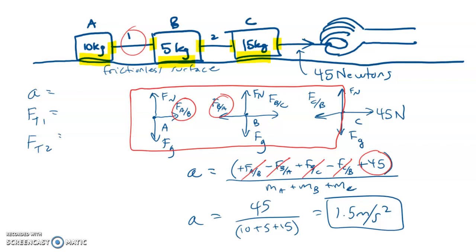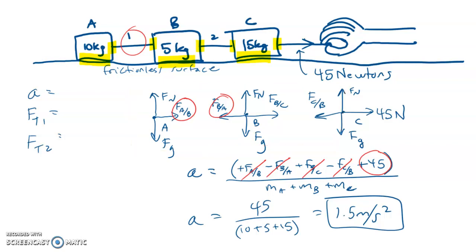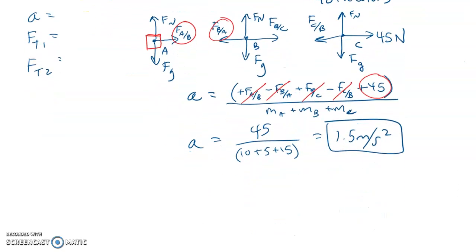Now, the key to figuring out these internal forces that canceled out of this equation: we can't calculate it from this equation because it canceled out. We have to regroup this situation. And now I'm going to look at just A all by itself. And when I do that, here's what my Newton's second law equation would look like. I'm just adding up the forces on A. So that's the force on A by B, and I'm just going to have the mass of A.